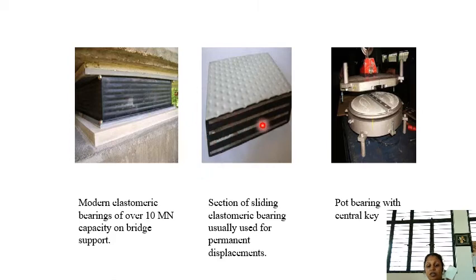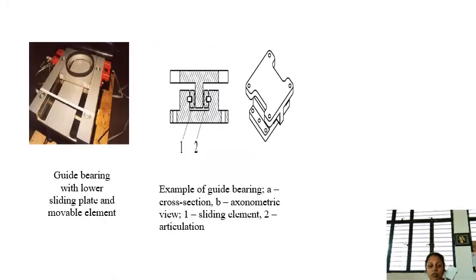This is a section of the sliding elastomeric bearing usually used for permanent displacements. This is a pot bearing with central key. So you have a central key, it is a pot bearing that holds the superstructure. This is a guide bearing. Whenever there is a sliding plate and a movable element, then you can use this type of guiding bearing in the structure. This is an example cross section of a guiding bearing.